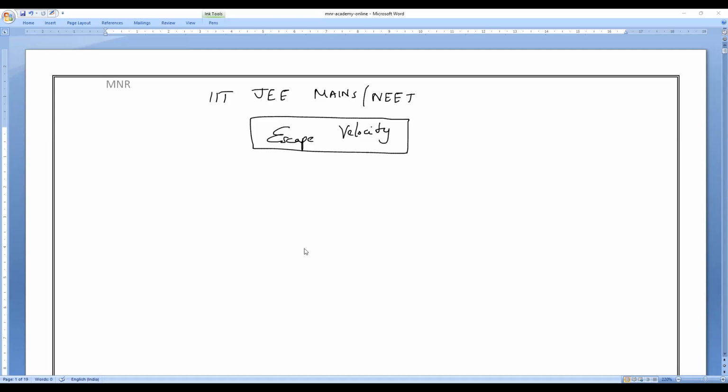Now, let me take, for example, the Earth's surface. Of course, Earth is not completely spherical, but I'm assuming Earth is completely spherical in shape. If you are standing on the surface of the Earth, the Earth appears to be flat only. Am I right, everybody? Please respond. Earth appears to be flat. Am I right, Pradosh? Yes, please.